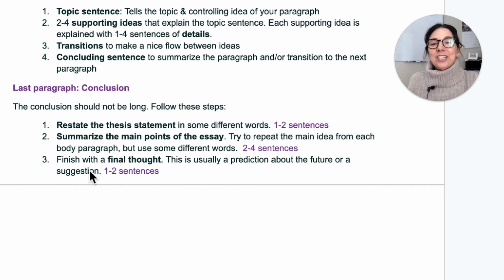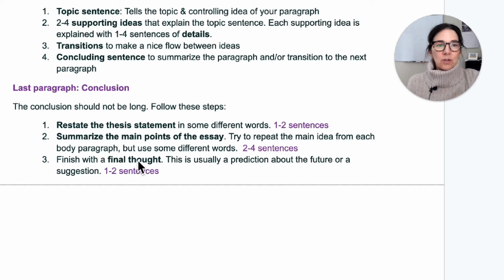And finally, you should finish with a final thought. A final thought is usually a prediction about the future or a suggestion. This is usually short. 1 to 2 sentences is enough. Now, the final thought should make the reader stop and think.